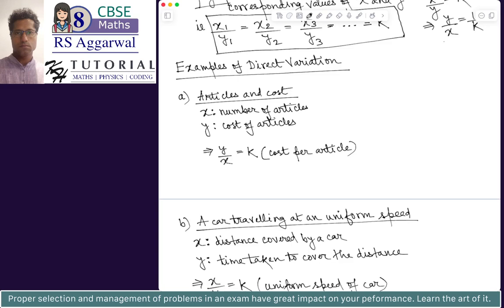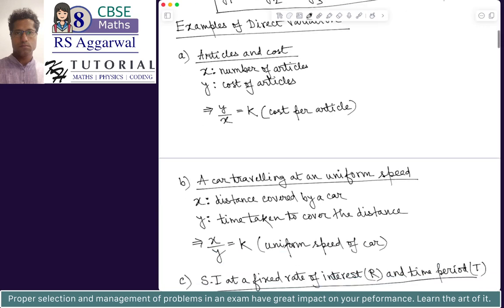So the constant k will have a special meaning depending on what quantity x and y are representing. In this example A, x is representing the number of articles and y is representing the cost of articles. So we can clearly understand that the ratio y by x is nothing but the cost of one such article. And of course we know that the cost of one article will always remain the same.